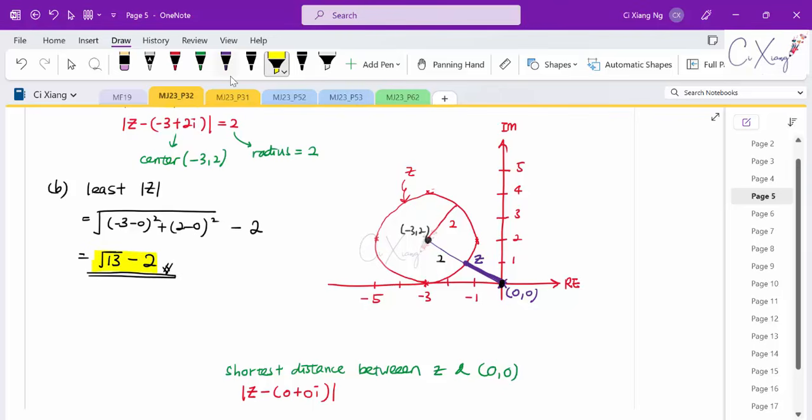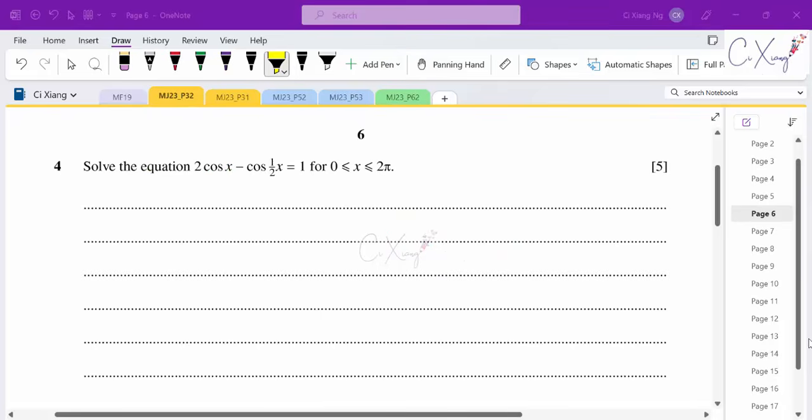Usually for this kind of question, you might need to refer to your diagram a little bit. Let your diagram help you to decide how to get the shortest distance or the longest distance. Now we come to question number 4. They want us to solve this particular equation. Before I can solve it, maybe we need to analyze a little bit. What is the formula that we can use to solve this equation?